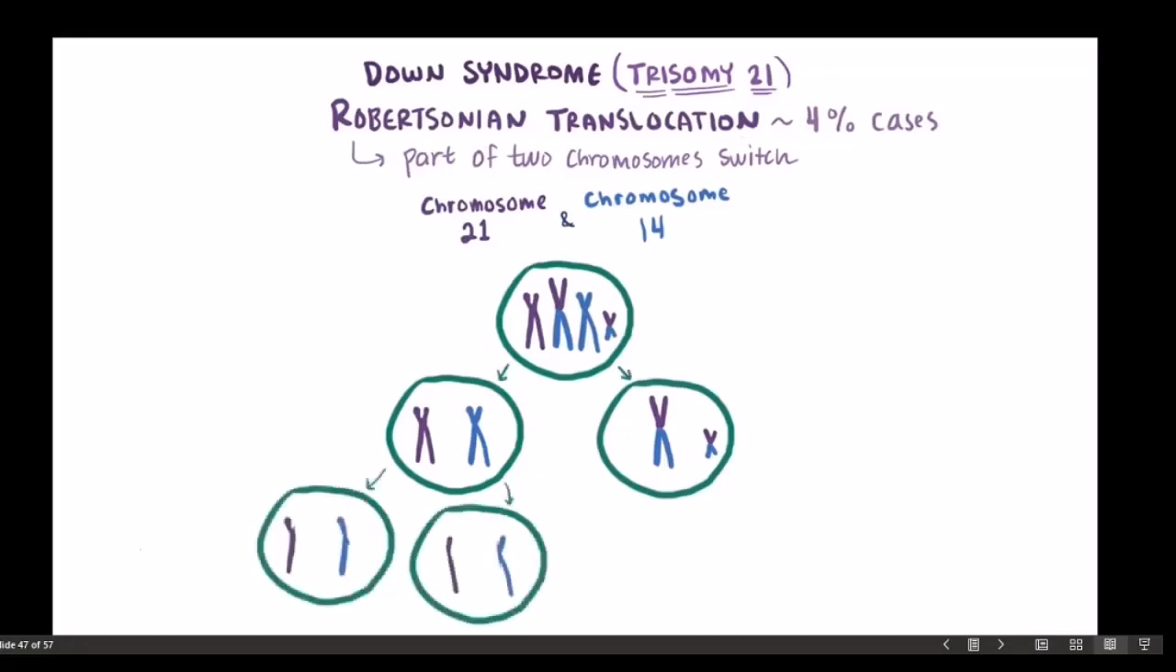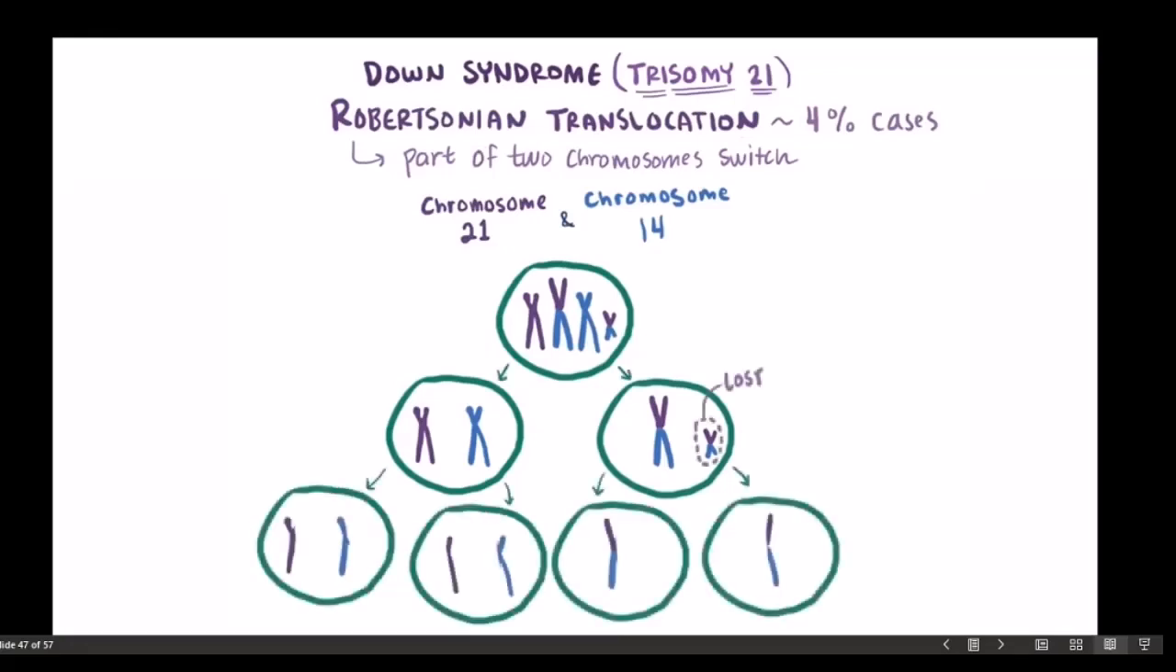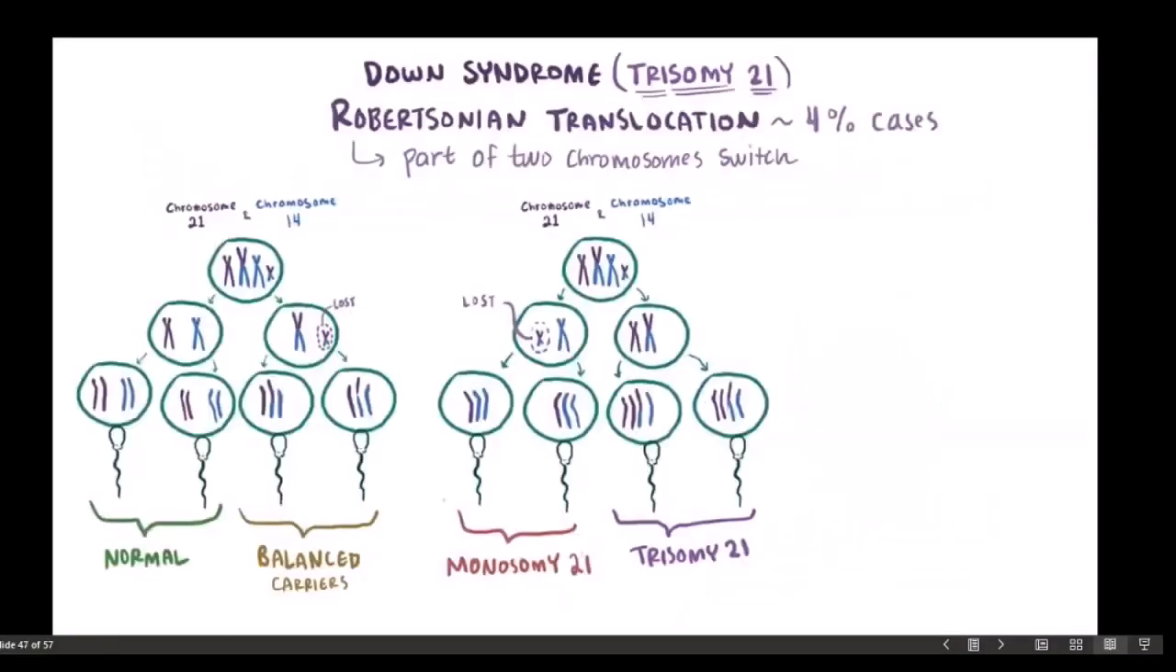After meiosis 2, there is a production of 2 normal cells, while there are 2 cells which are called the balanced carriers, which still contain the right amount of genetic material because what are left are the long arms. On the other hand, let's now focus our attention on the right side of the screen. The translocated chromosomes separate into different cells.